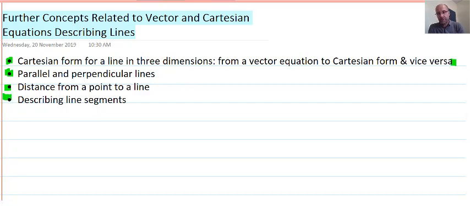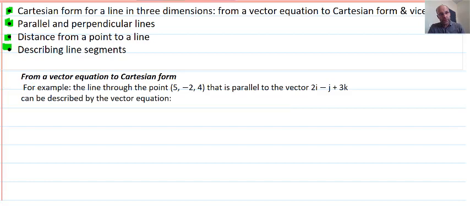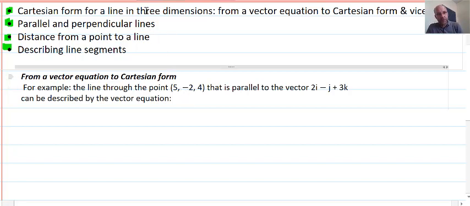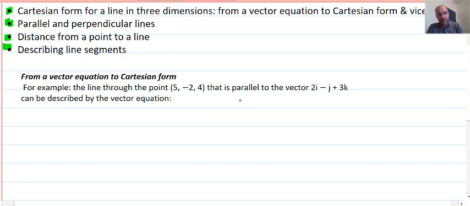describing line segments. So looking at the first subtopic, going from a vector equation to Cartesian form, let's look at an example. We've got a line which is going through the point 5, -2, 4, and we know that it is parallel to the vector 2i minus j plus 3k. Now we can describe that using a vector equation, especially if we call this point A, and use the position vector, which would be OA, or just lowercase a.